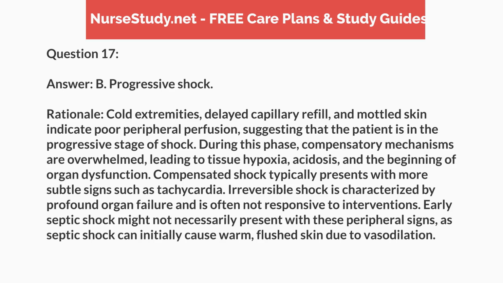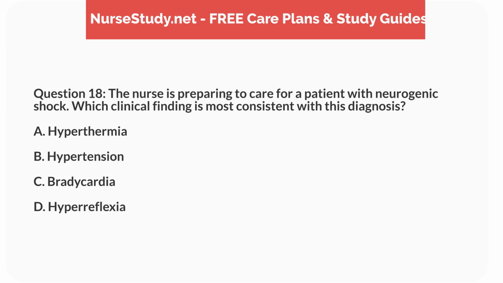During this phase, compensatory mechanisms are overwhelmed, leading to tissue hypoxia, acidosis, and the beginning of organ dysfunction. Compensated shock typically presents with more subtle signs such as tachycardia. Irreversible shock is characterized by profound organ failure and is often not responsive to interventions. Early septic shock might not necessarily present with these peripheral signs, as septic shock can initially cause warm, flushed skin due to vasodilation.